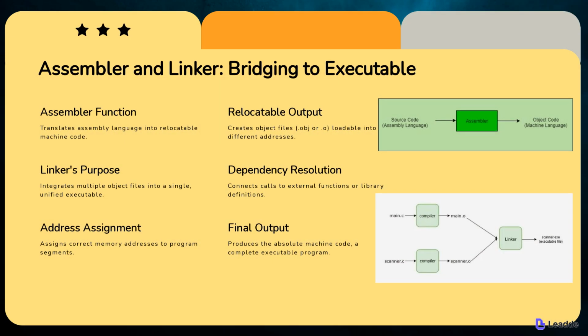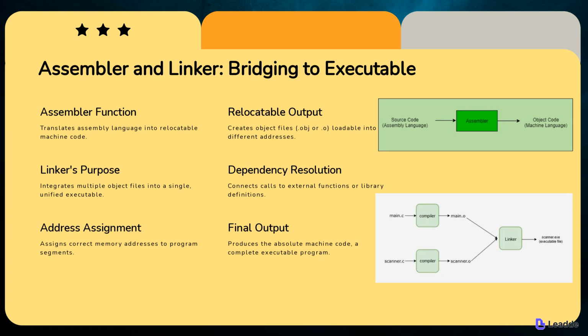Next, the assembler and linker work to bridge the gap towards an executable file. The assembler's function is to translate the assembly language into relocatable machine code. This creates object files with extensions like .obj or .o, which can be loaded into different memory addresses.